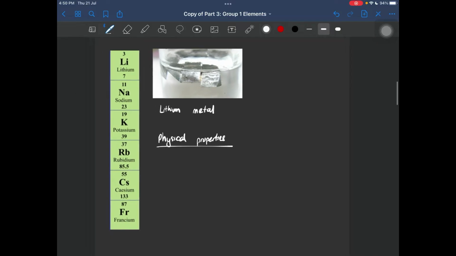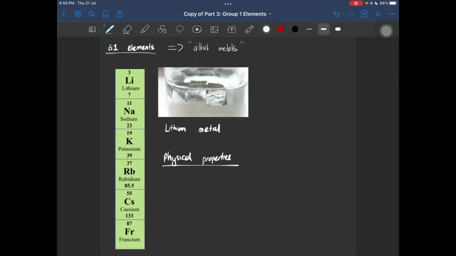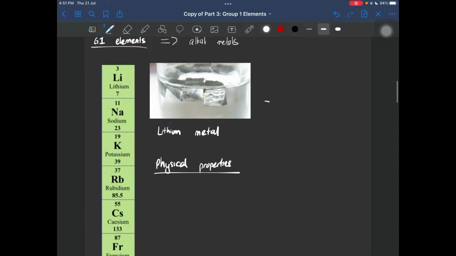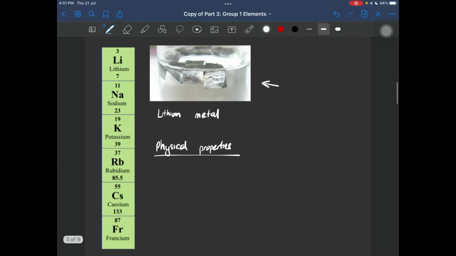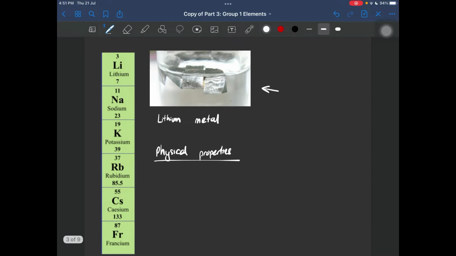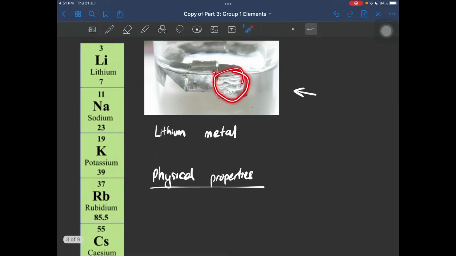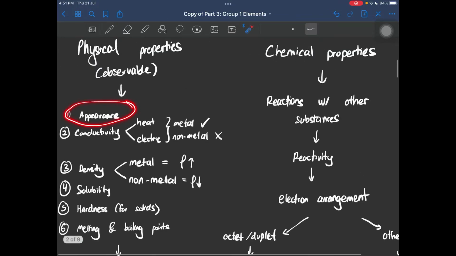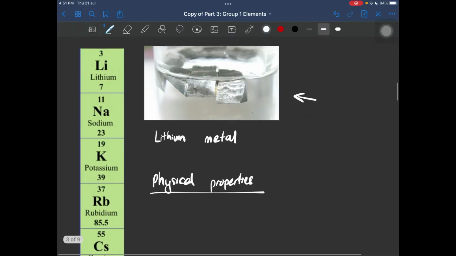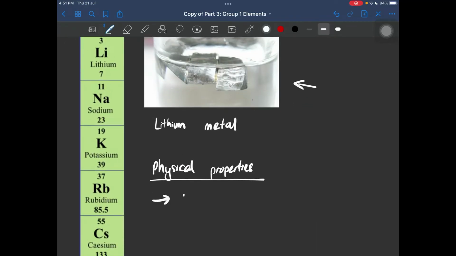So here, we're going to discuss the physical properties of group 1 elements or alkali metals. Here I've attached a photo of lithium metal that I've obtained from Google. And from this photo, you should be able to deduce that the lithium metal is shiny gray in color. So that is the physical property in terms of appearance. So in terms of appearance, the group 1 elements or alkali metals are shiny gray metals.